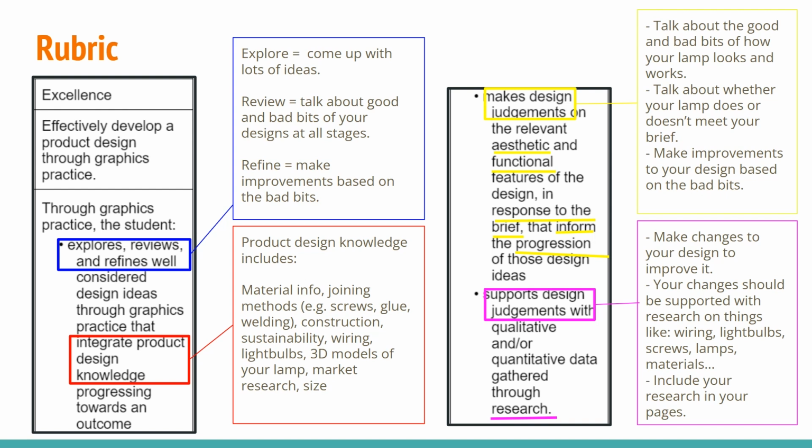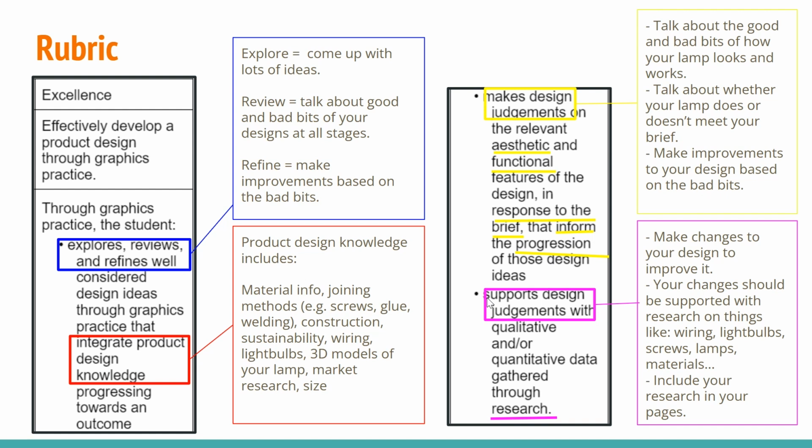And this last bit, support design judgments with qualitative and or quantitative data gathered through research. So this is when you make changes to your design and your development. If you're saying, yeah, I want to change the light to be warmer, do some research. What sort of light bulbs are warm? How many lumens do they need? What type of light bulb?